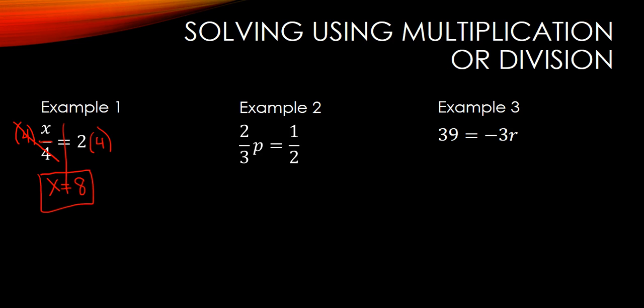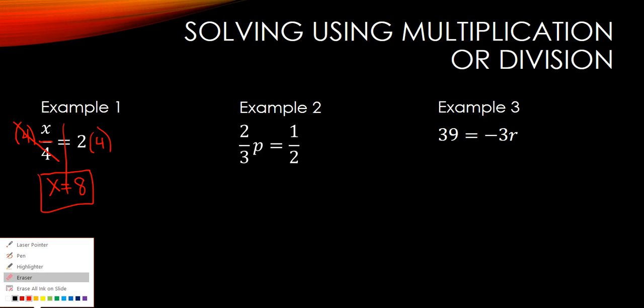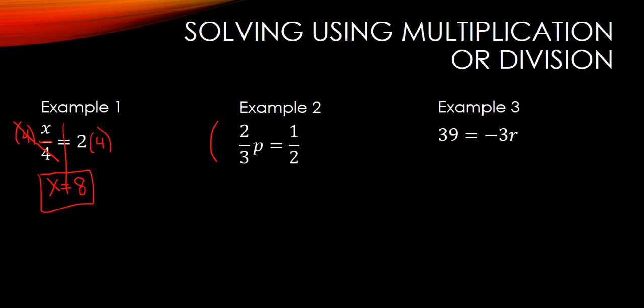Now this next one is 2/3 times p. So you would think I'm going to divide by 3/2 on both sides, which technically is true, but remember, when we divide by fractions, we don't leave them like that. We don't leave them with division. We actually multiply by the reciprocal. So instead of dividing by 2/3, I'm going to multiply by 3/2 on both sides of my equation, because that's how I divide fractions. I multiply by the reciprocal.